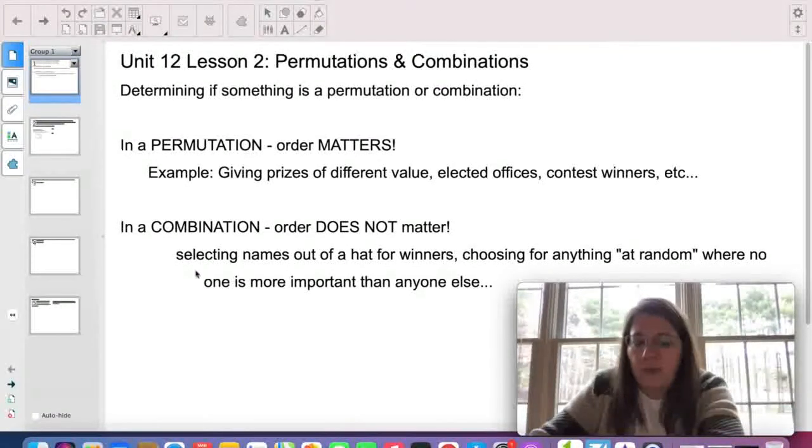A real life example of that is if you're drawing several names out of a hat for the same prize. It doesn't matter who's drawn first. They all get the same prize. So order doesn't matter. If you're choosing anything at random where there is no one more important than anybody else, that would be an example of a combination.